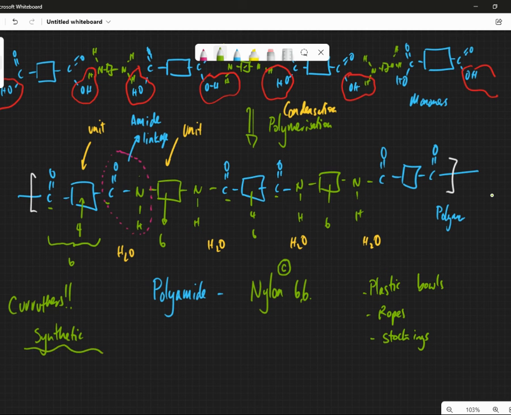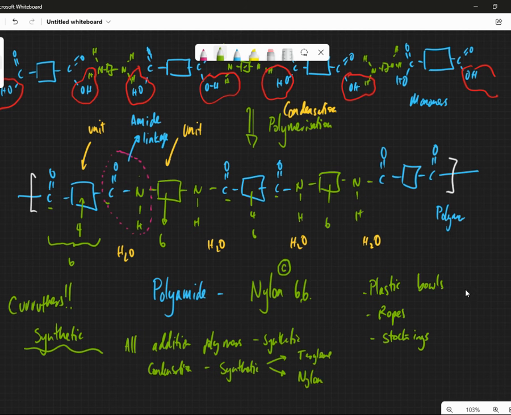So far we've only done synthetic ones. If you remember from the other day, all the addition polymers are synthetic. Now for condensation polymers, so far we've done synthetic ones, Terylene, which is a polyester, and nylon, which is a polyamide. But we're going to do one now that's not synthetic.